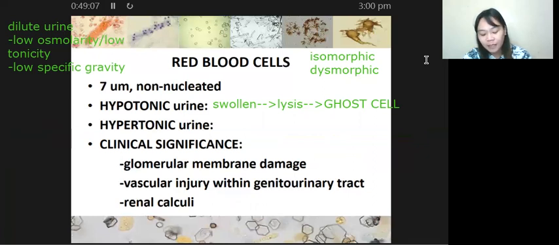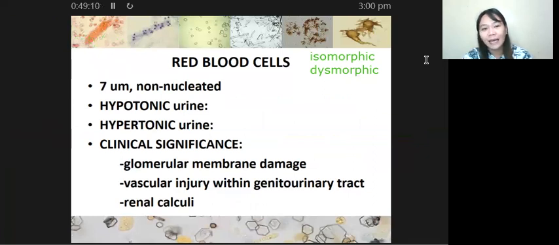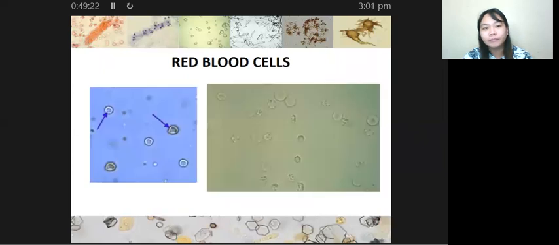Apart from your yeast cells, your oil droplets and your air bubbles may also be mistaken as red blood cells. Under the microscope, your red blood cells will appear like this. Actually, parang ganito yung nandoon sa picture na binigay namin or nandoon sa discussion ni Sir Ruben. Alright, so these are red blood cells. You can see the biconcavity of your red blood cells.